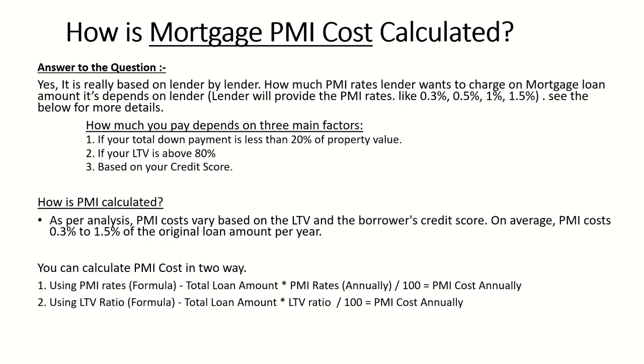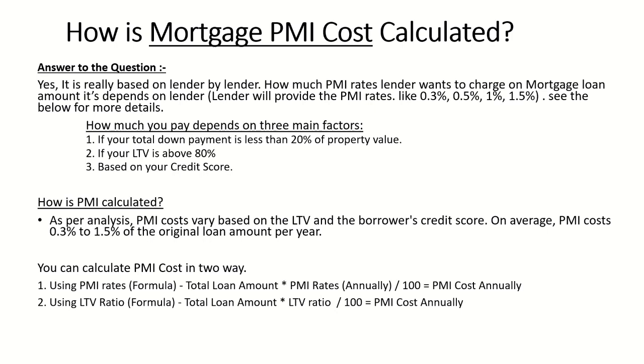How is mortgage PMI cost calculated? So here I have already written the answer and explained everything in detail. So yes, it is really based on the lender, how much PMI rate the lender wants to charge on the mortgage loan amount. It totally depends on the lender. The lender will provide PMI rates like 0.3%, 0.5%, 1%, 1.5%. So see the below for more details.